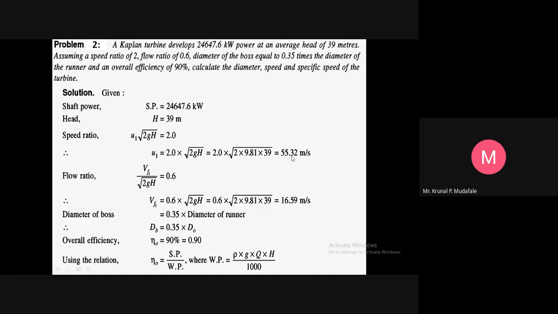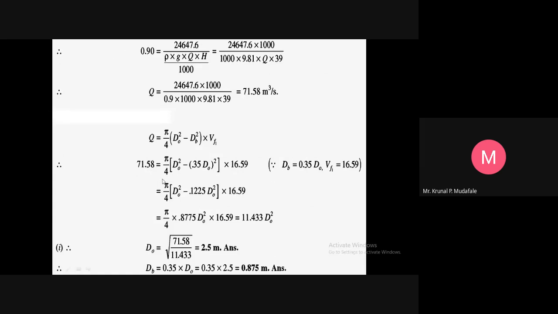You can get the value with the help of the speed ratio and the flow ratio in the above equation. So U1 equals the speed ratio 2.0 into the square root of 2gH, with all the values as we know. Similarly for the flow velocity, Vf1 equals 0.6 into the square root of 2gH. With the values available, you will get Vf1 also. Then you can use this Vf1 in this equation to calculate the diameter. In this numerical the relation for the diameter is given as Db equals 0.35 times Do.